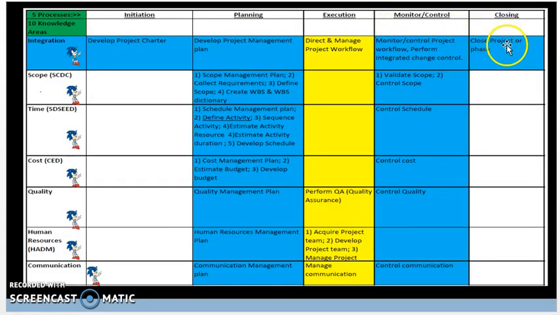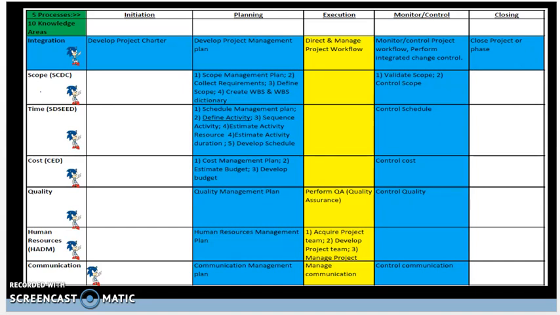So as you can see here, we are in the close project or phase process, and this is happening at the intersection of the integration knowledge area and the closing process group. So here we have that, and right now we'll be going over what that really means.